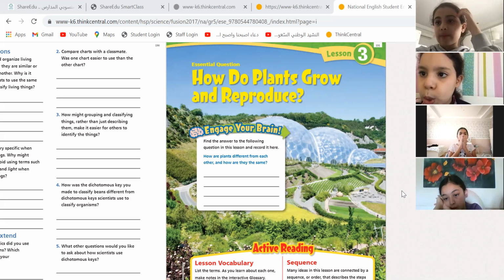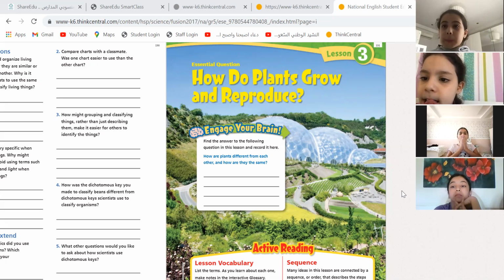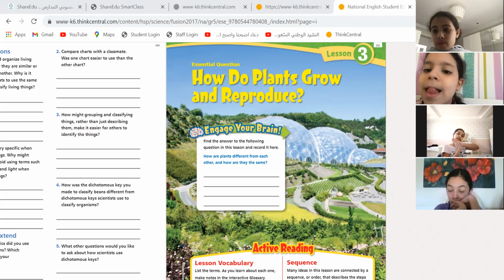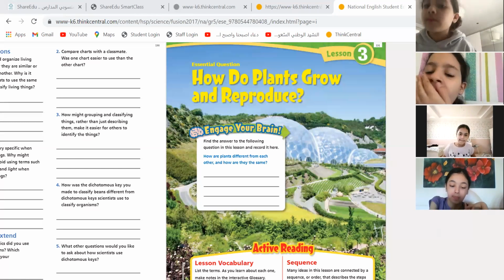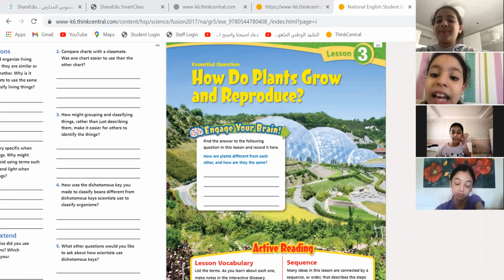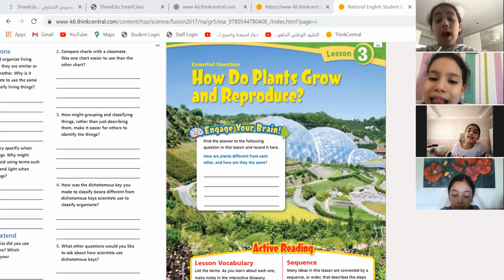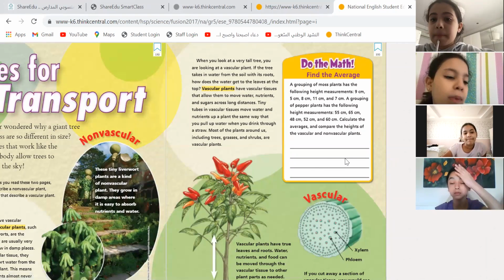Okay, today we have new words. We are going to add new words to our vocabulary, okay? But most of the words we already know. Are all plants different from each other or are they the same? All plants are different from each other, but they have some similarities. Just like flowers, they have pollen.